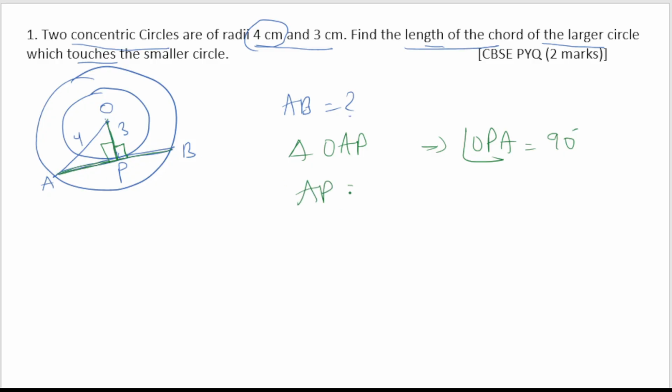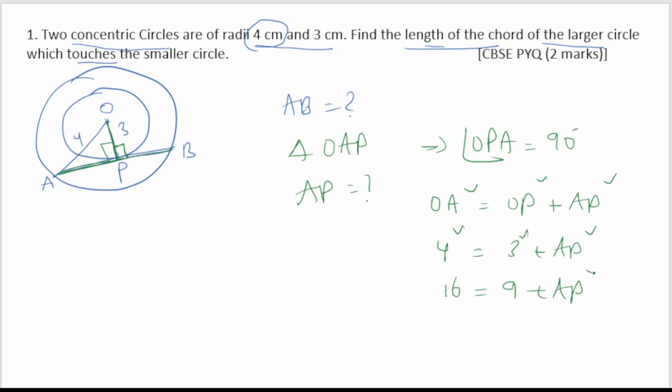What is AP? What is Pythagoras theorem? Hypotenuse square: OA square is equal to OP square plus AP square. OA square is 4 square is equal to 3 square plus AP square. It is 16 is equal to 9 plus AP square. 7 is equal to AP square. So AP is equal to root 7.